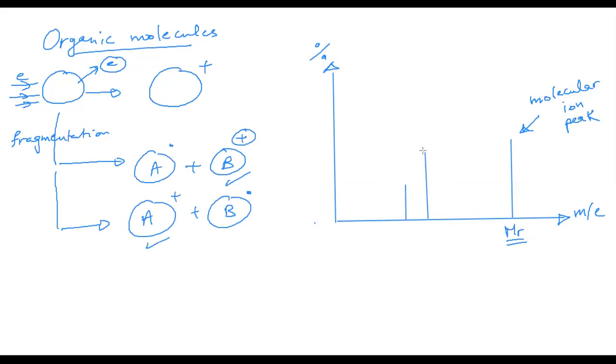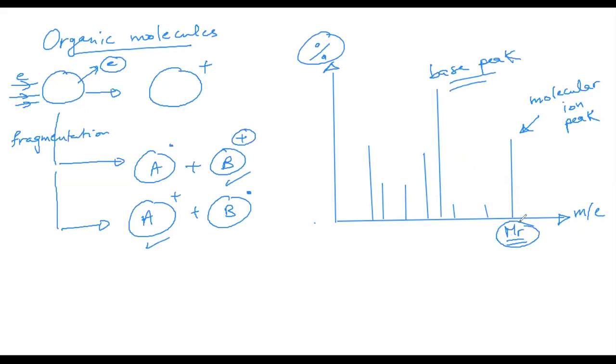So upon fragmentation, we get a lot of peaks depending on the type of fragmentation that takes place. But the last peak is always the molecular ion peak. And also we have the tallest peak. We call this the base peak. The base peak is the peak that has the highest percentage, and the molecular ion peak is the molecular mass of the compound. Of course, as I told you, organic molecules are going to be dealt with at the end of the course.